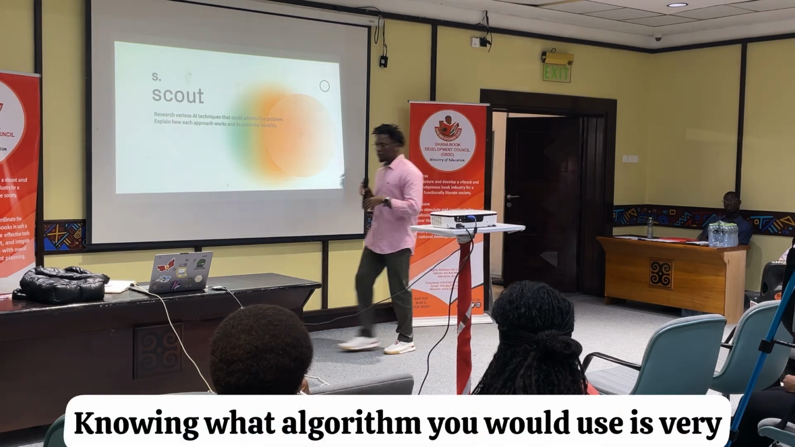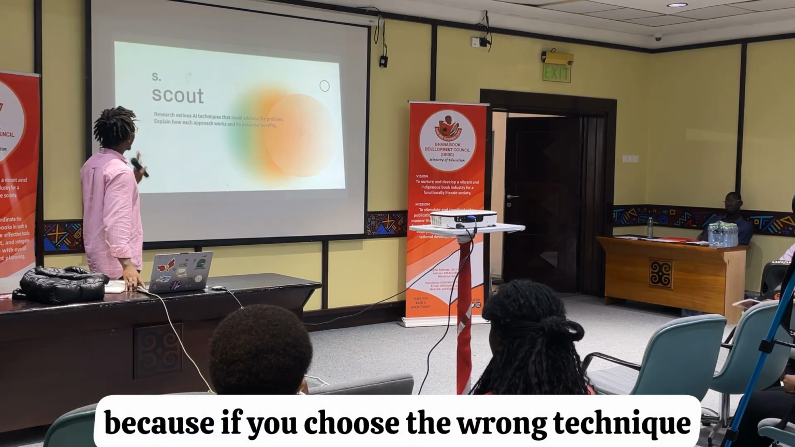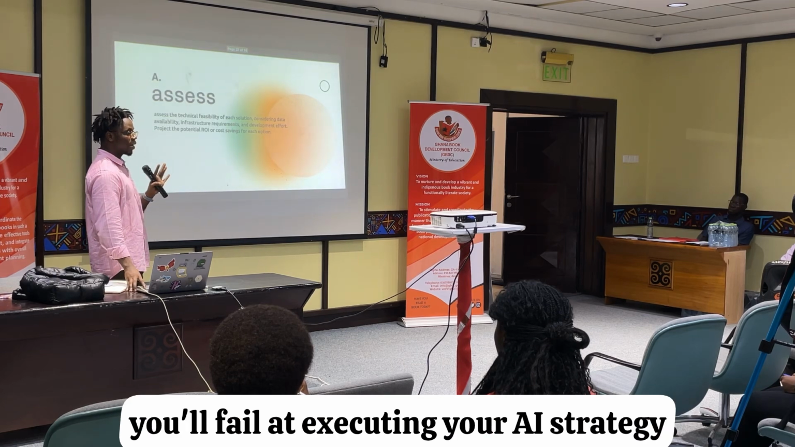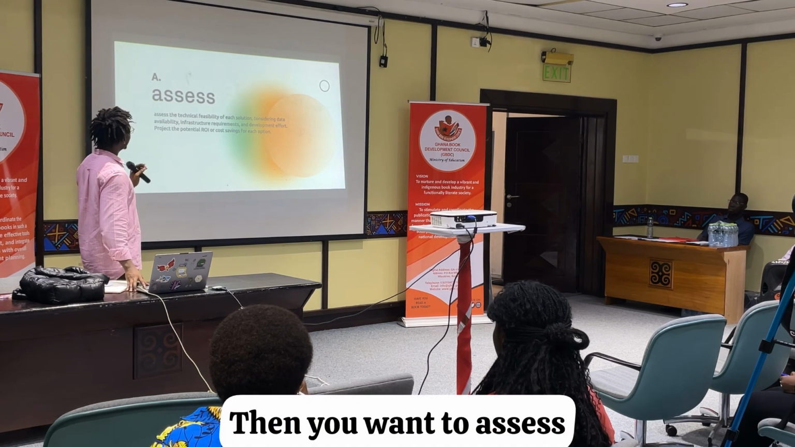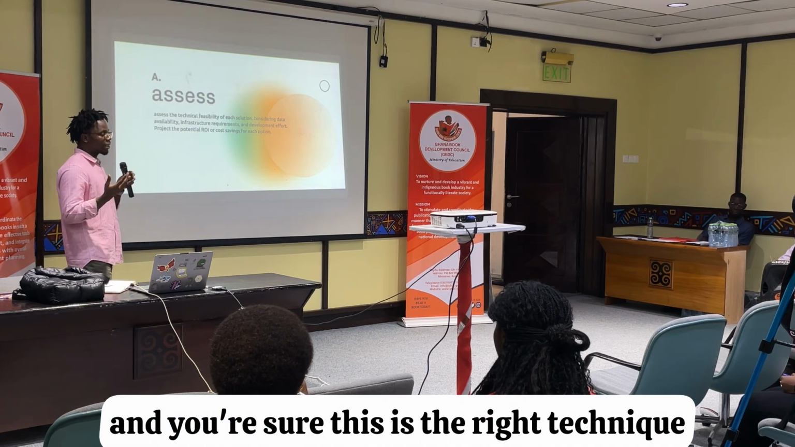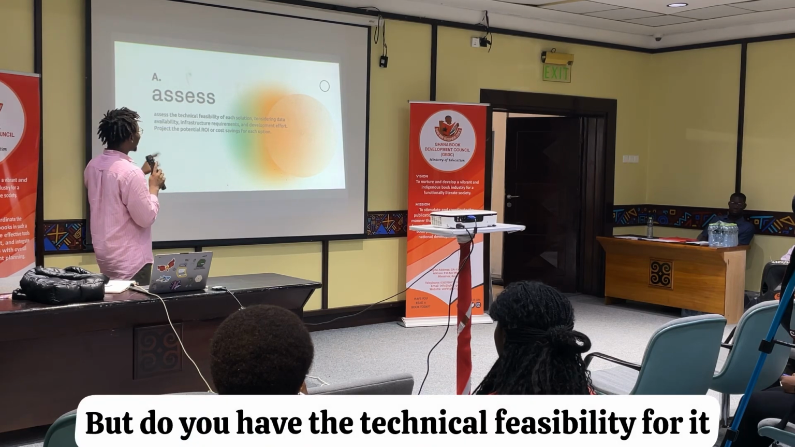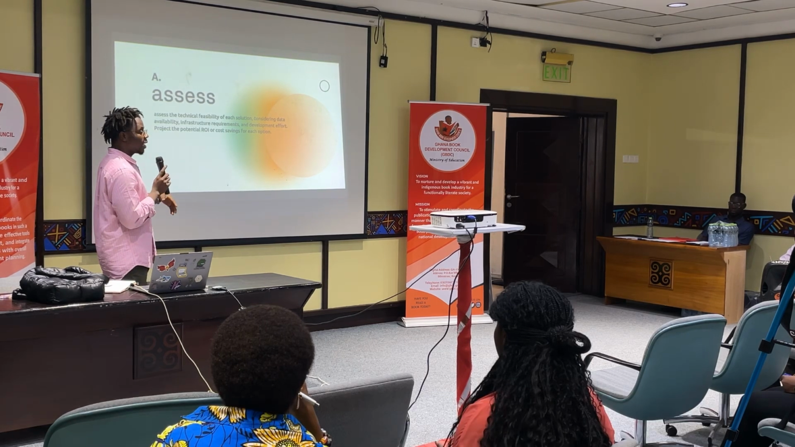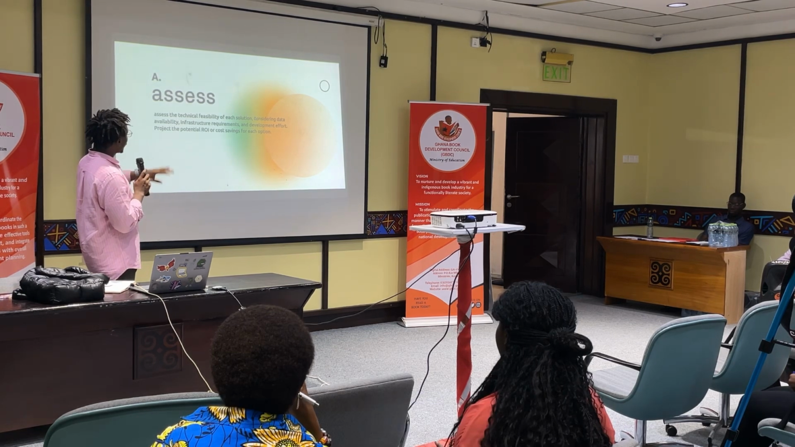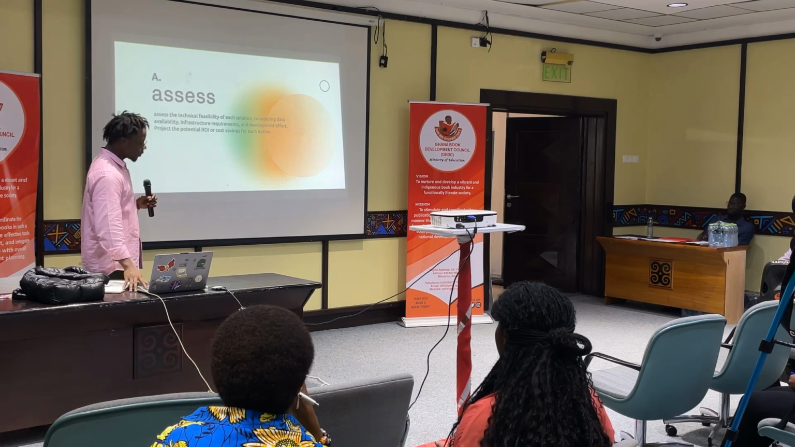Knowing what algorithm you would use is very important in this process, because if you choose the wrong technique, you'll fail at executing your AI strategy. Then you want to assess. Now, you've chosen your technique and you're sure this is the right technique you're going to use to execute the strategy. But do you have the technical feasibility for it? And one key aspect to AI is data. Do you have the data or infrastructure requirements to execute this strategy?